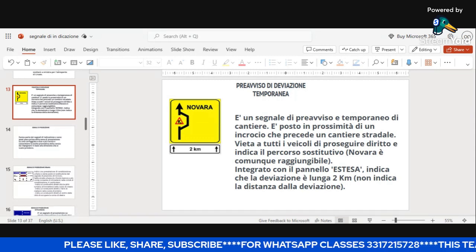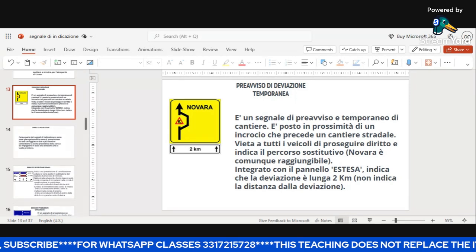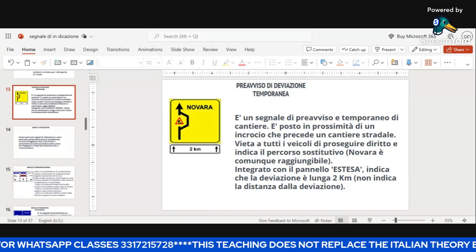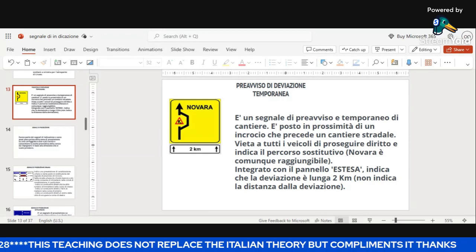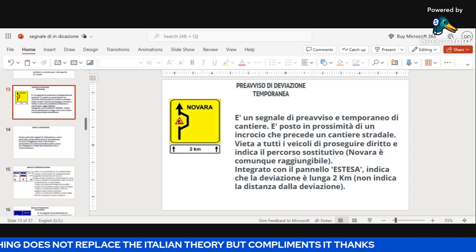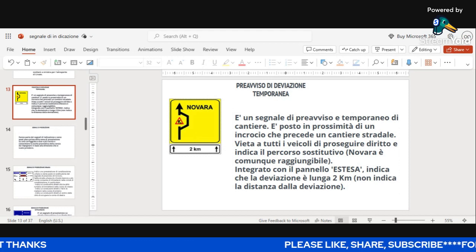This is Preavviso di Deviazione Temporanea. Now, this is temporary deviation. It means say e no dey permanent. Why it be temporary? We will see why for this video. When you see a yellow background like this, it tells you say this thing is a temporary deviation. It no go permanent. We do like this because we did some road work.